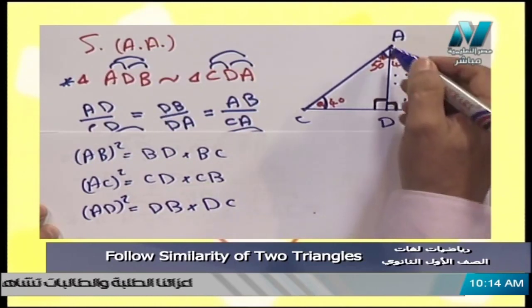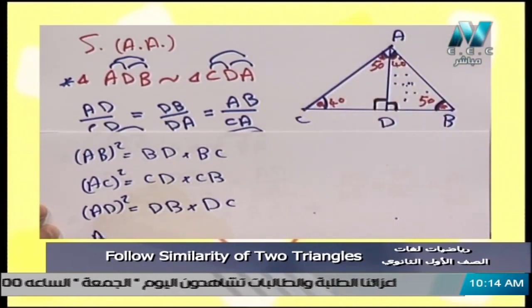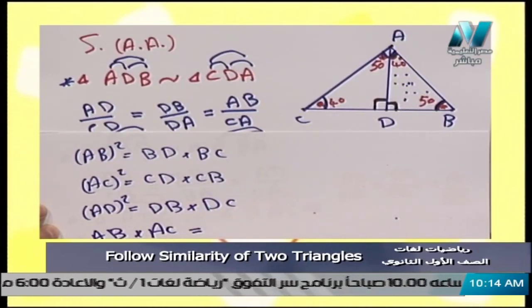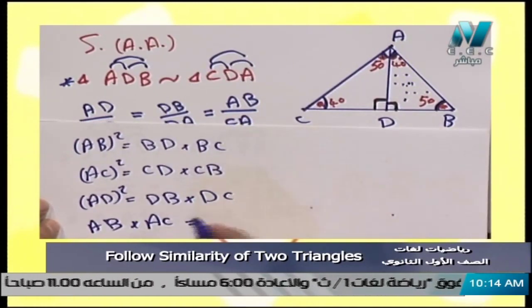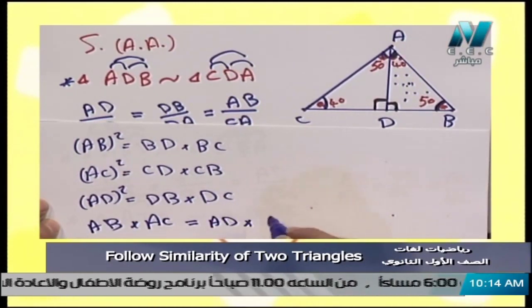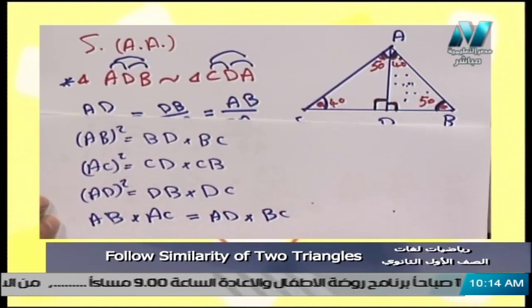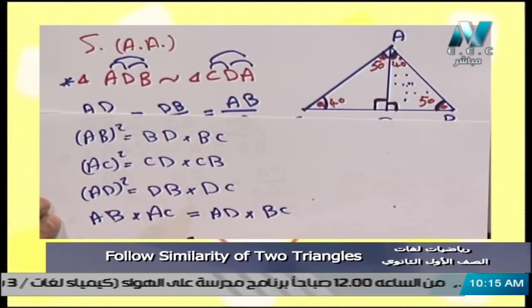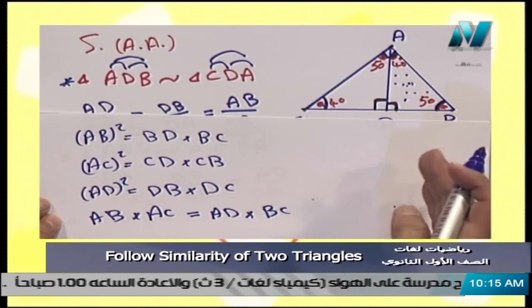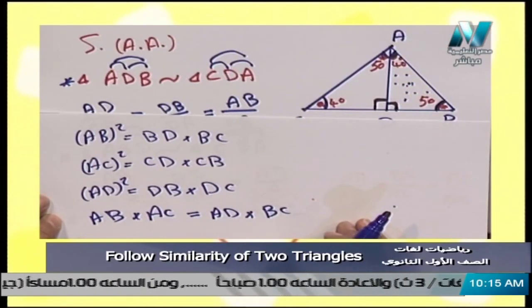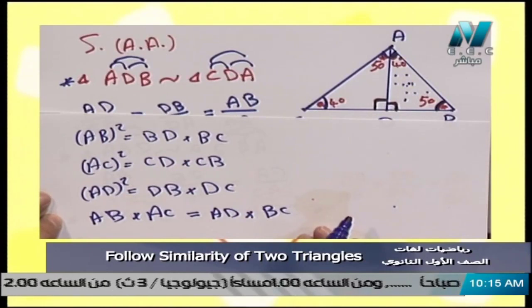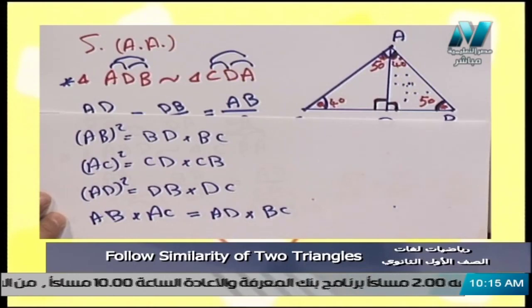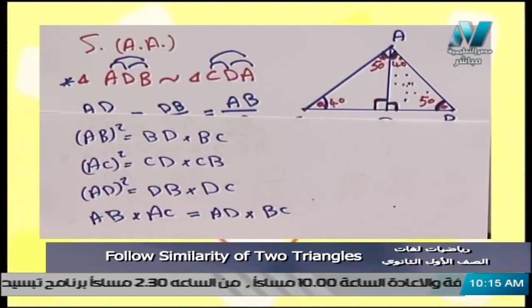And finally, we can use that AB times AC equals AD times BC. And we can use directly these rules to find unknown sides, as in the following example, it's Bx or Y. Let's move to the next example to understand that well.